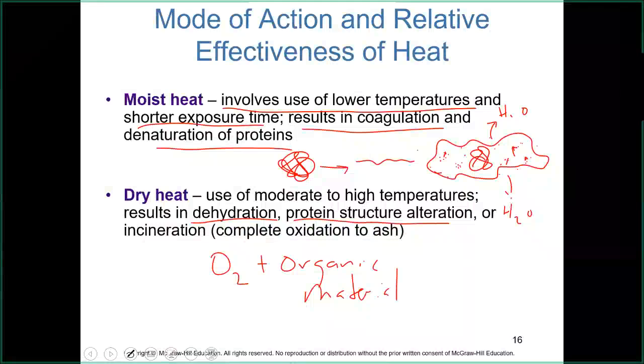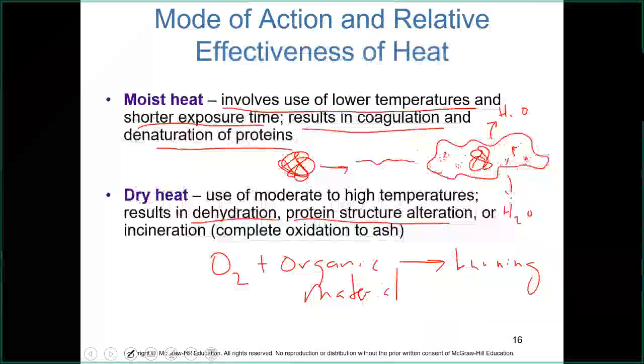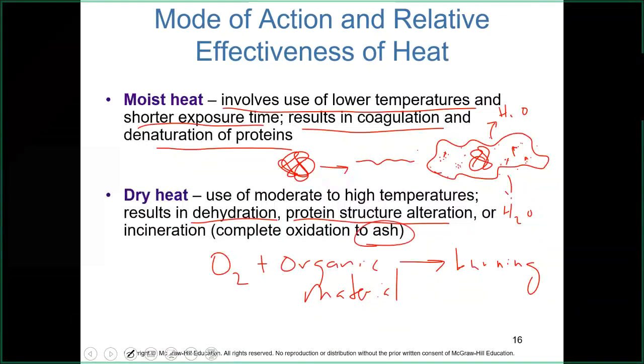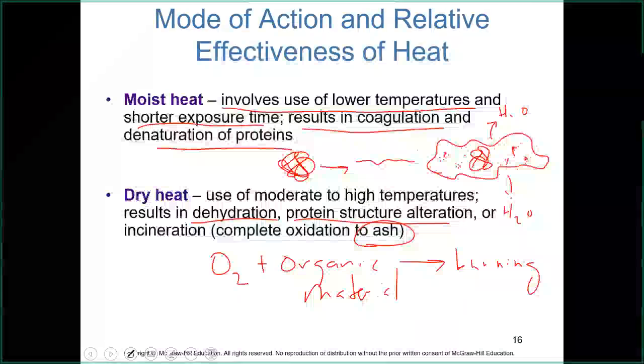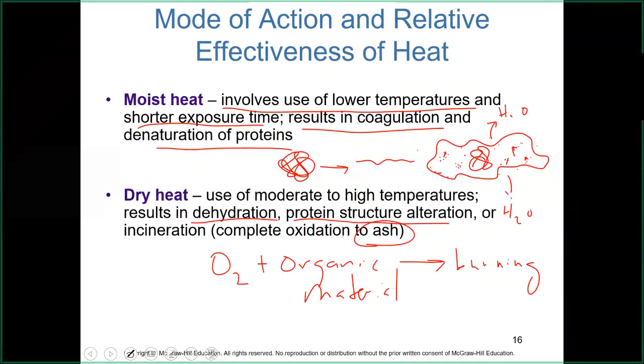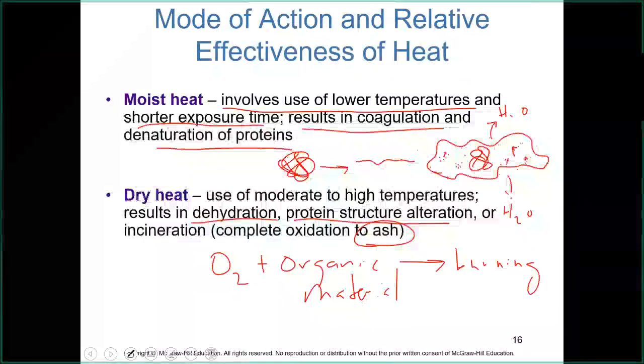If it's hot enough, if the energy input's hot enough, you get burning, all right? You will literally cause generation of light and heat, and you'll wind up with ash, all right? So that's oxidation, essentially extreme incendiary oxidation, and you'll produce ash. That'll kill organisms for sure.